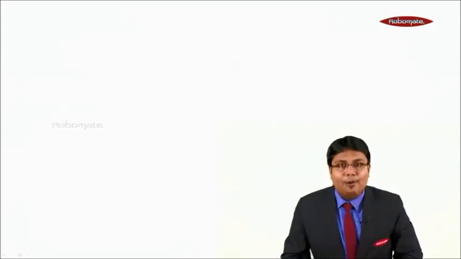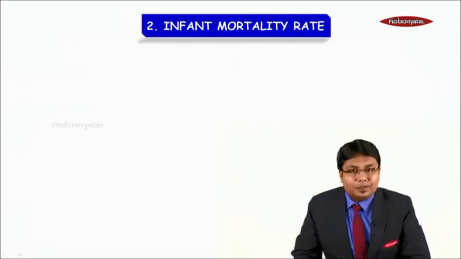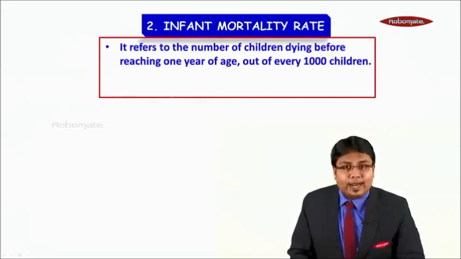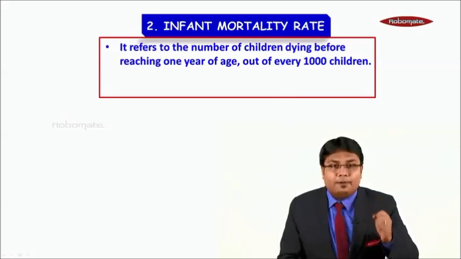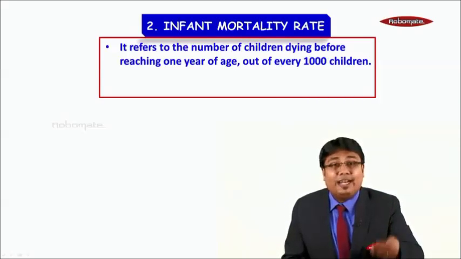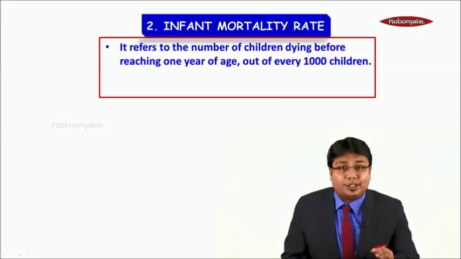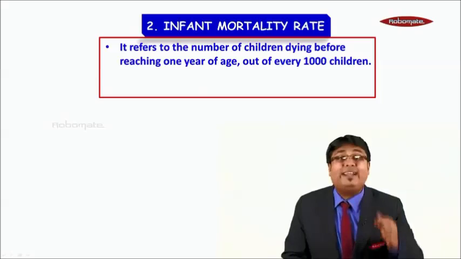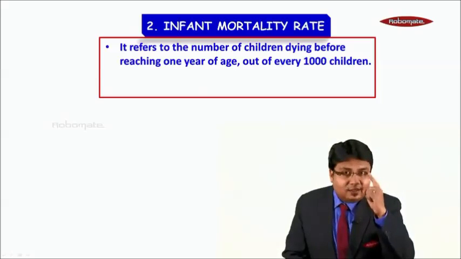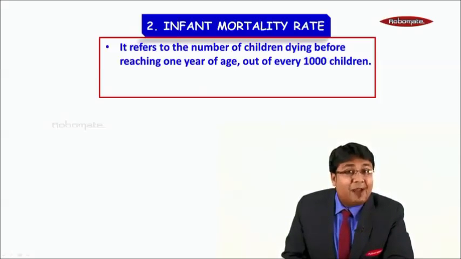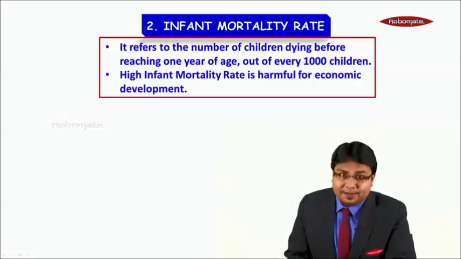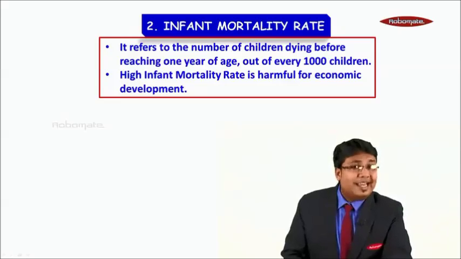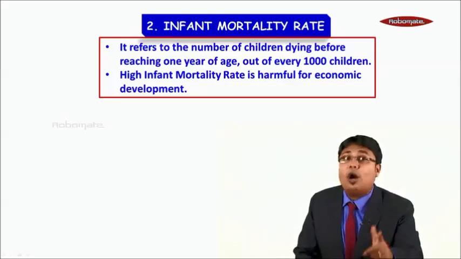To continue, which is my second indicator? It is infant mortality rate. Now, what is this infant mortality? It refers to the number of children dying before reaching 1 year of age. They are unable to survive until their 1 year of age, students. And this is calculated out of every 1,000 children. A high infant mortality rate is harmful, students. Yes, it is very much harmful for what?